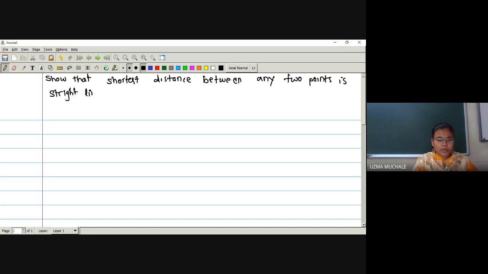Okay, what is our aim to show? We have to take any two points and show that the shortest distance between them is a straight line. Now let me draw some different paths. First we will find the distance between these points, and then we will generalize the concept of how to find the shortest distance, right?